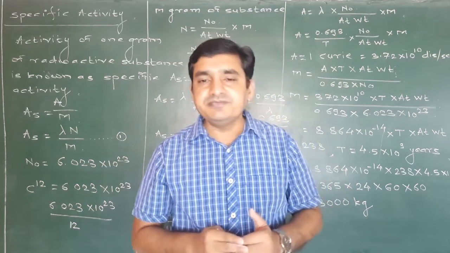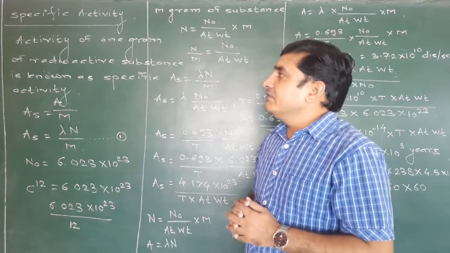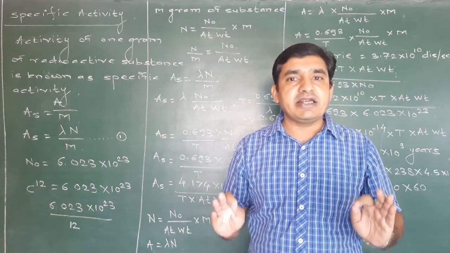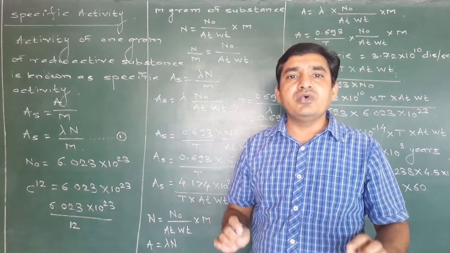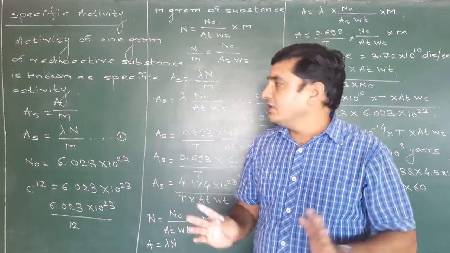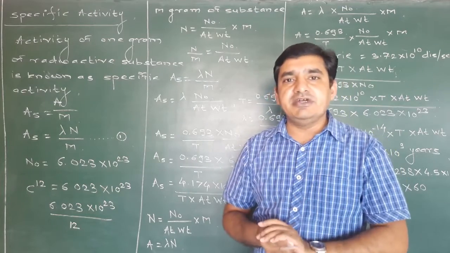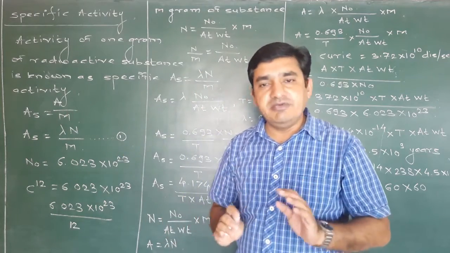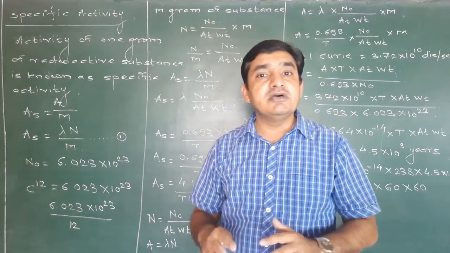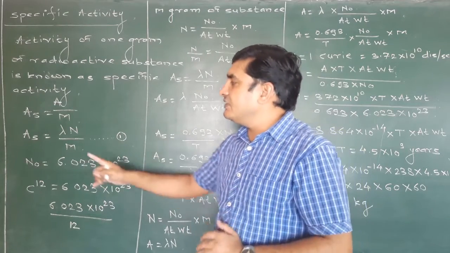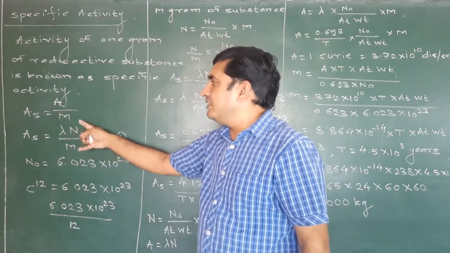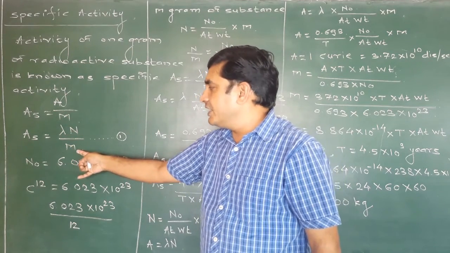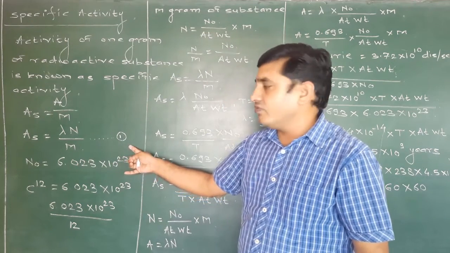Okay. Again, specific activity means the activity of 1 gram of a radioactive substance is known as specific activity, and therefore specific activity is equal to A divided by M, where A is the activity and M means the mass of the substance. This can be written as AS is equal to lambda into N, because activity is equal to lambda into N, divided by M. This is considered as equation number 1.